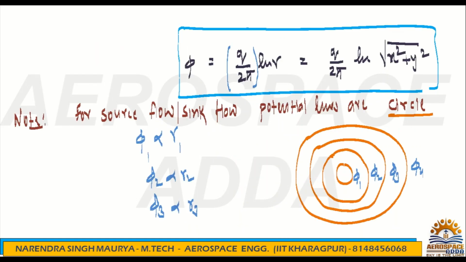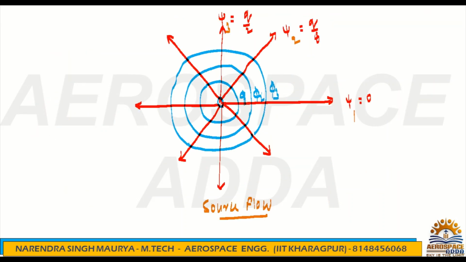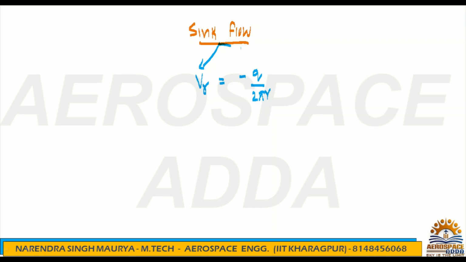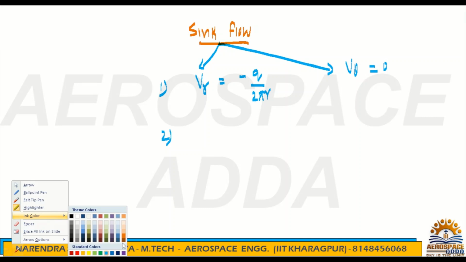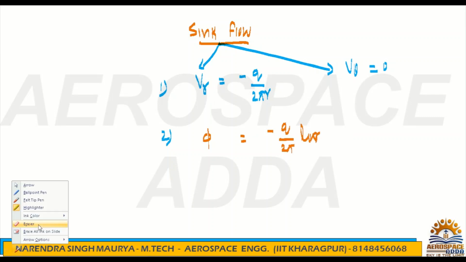And what is the tangential velocity for the sink? Obviously it will be 0, because source and sink both are radial flow only. So for radial flow there is no tangential velocity. Always remember for this also, it's 0. Second point, what is the equation of potential function phi? Just now you have calculated q upon 2 pi ln r, right? So for the sink flow, it will be minus q upon 2 pi ln r.